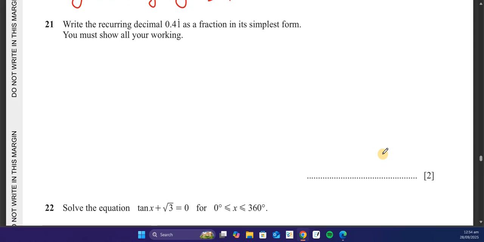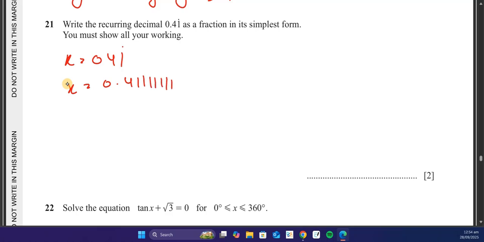Question number 21. Write the recurring decimal 0.41 with the 1 recurring as a fraction in its simplest form. So 0.41 is a recurring decimal, and we need to write it as a fraction in its simplest form. So x would be 0.41111111, and it just goes on because it's recurring. So we could multiply it by 10. That will give us 10x is equal to 4.1111. Does that make sense?